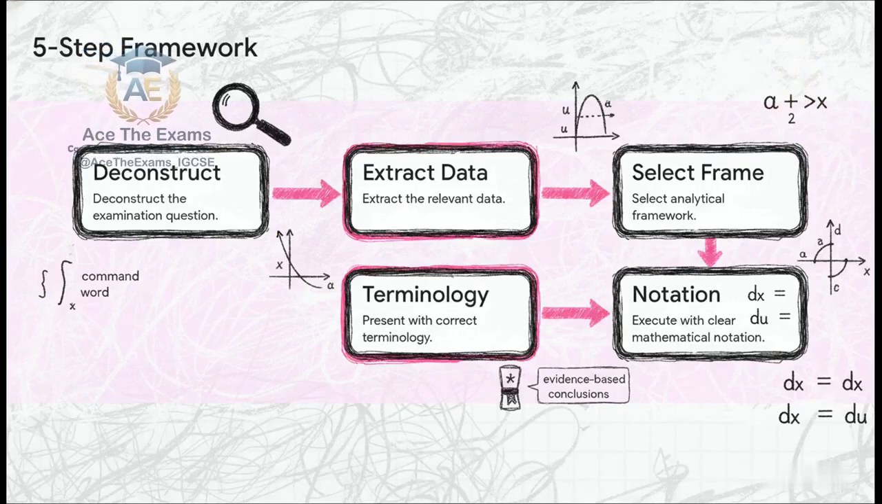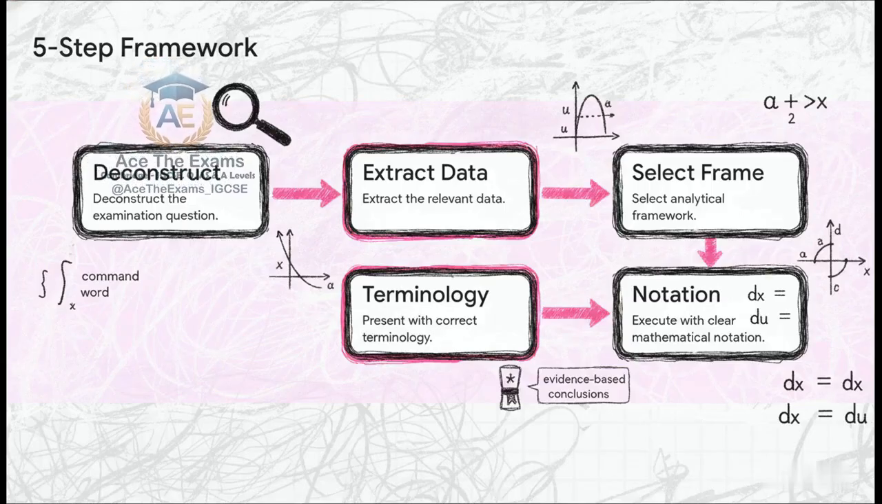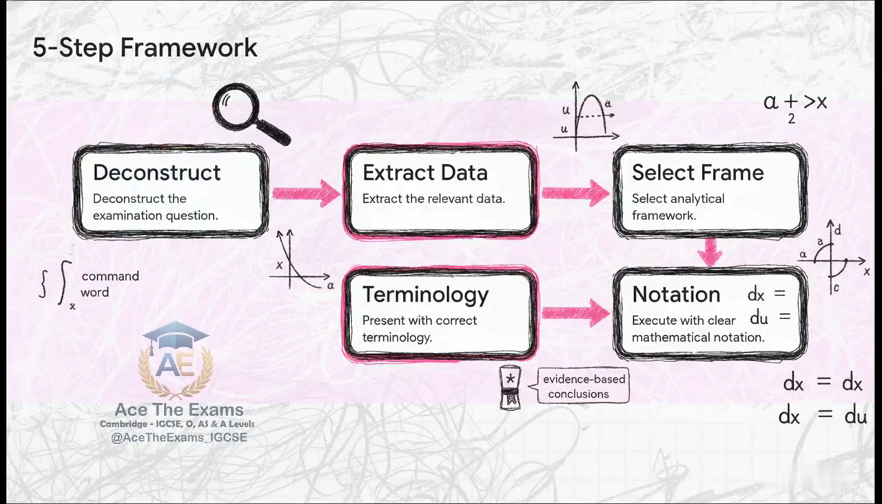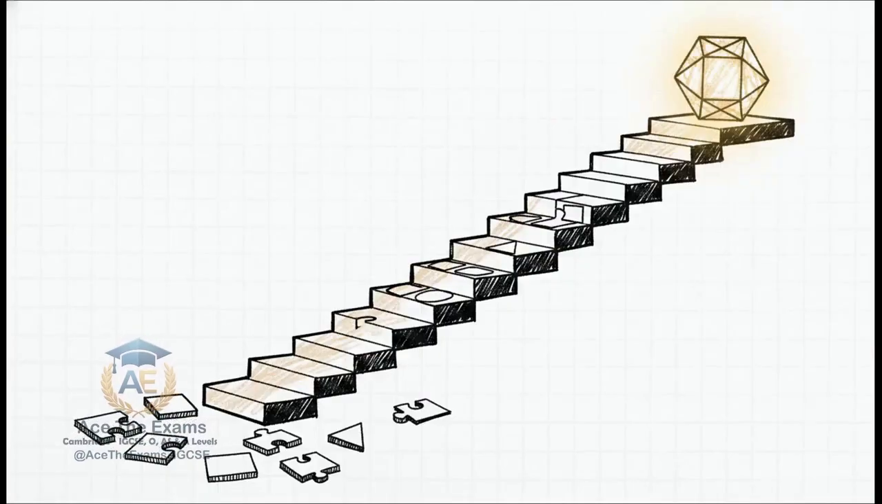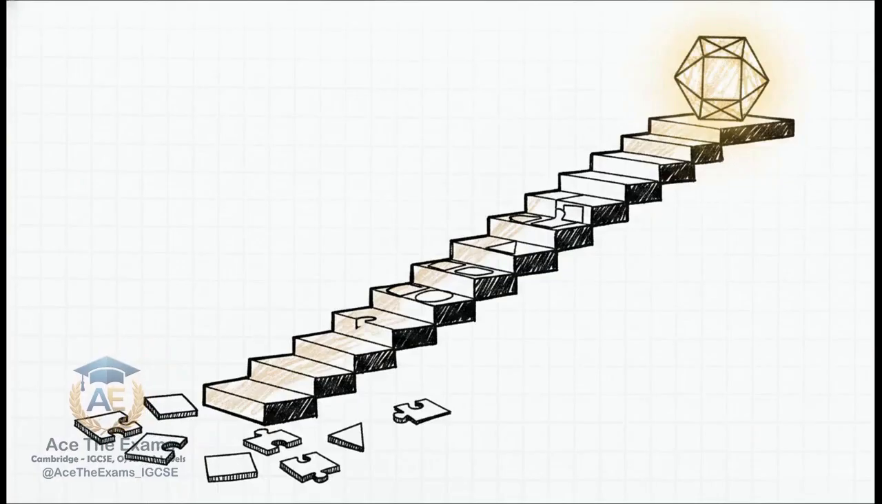Step 4. Execute with clear notation. Ensure your integral signs, your dx, and your du are perfectly mathematically aligned. And Step 5. Present with correct terminology. Draw evidence-based conclusions that match the specific context of the question. Let's watch our 2 scholars rewrite their work out loud using these higher-order execution requirements. They need to engineer a flawless, top-tier response block.